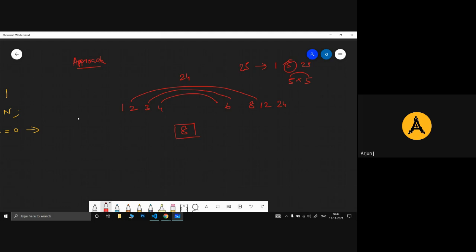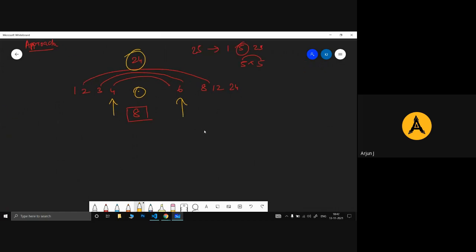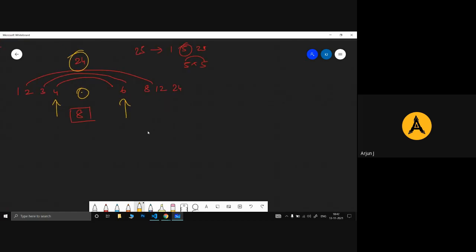For any number, the factors are going to be in pairs such that one factor will lie towards the left of the square root of the number and the other factor would lie to the right of the square root of the number. If not, both will lie on the square root of this number. So this might be a little bit confusing. Now let's take another case and see.